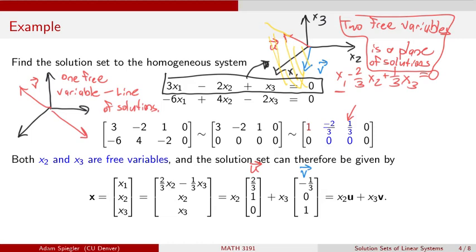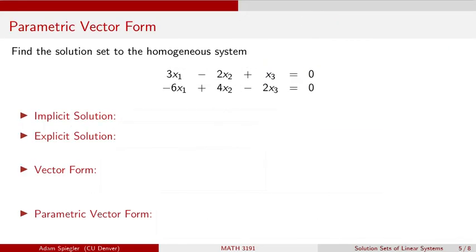So we've discussed different ways that we can represent solution sets to systems of linear equations. I just want to summarize those different ways on the next slide. So for this homogeneous system of two linear equations, 3x1 minus 2x2 plus x3 is 0, and minus 6x1 plus 4x2 minus 2x3 equals 0, below are four common ways that we can represent the solution set to this system.